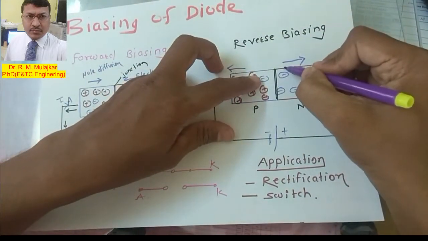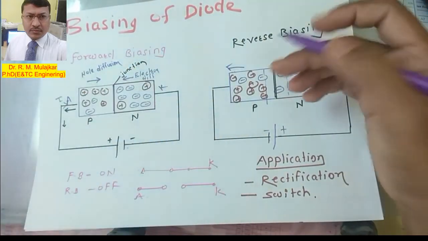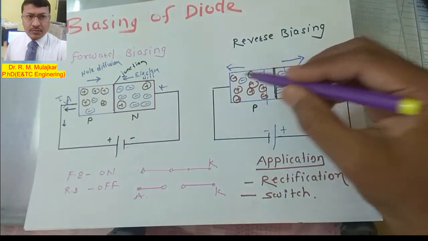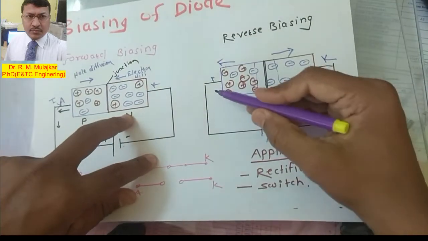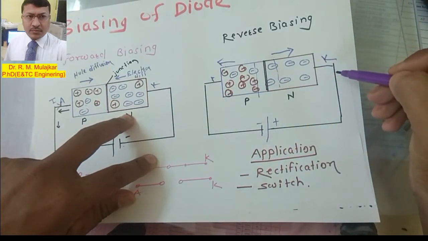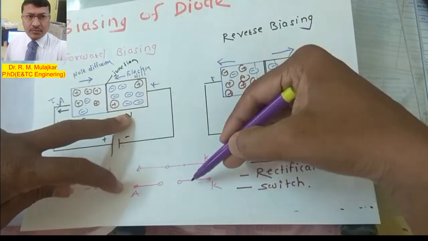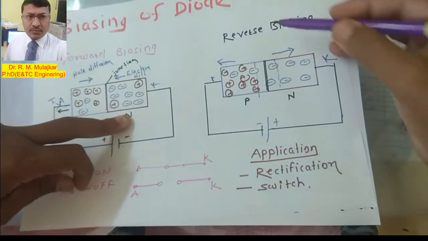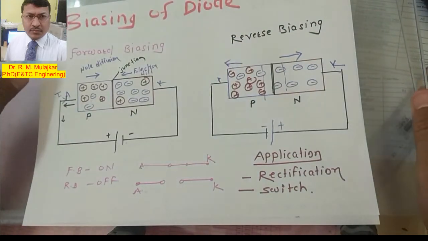So a large gap is formed between the anode and cathode, so the current will not flow from anode to cathode. That condition is called the reverse bias condition. It simply works as an open switch, that is the off condition. So, hope friends, you understood the biasing of this diode.